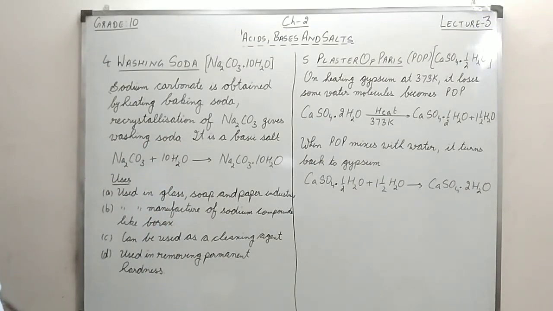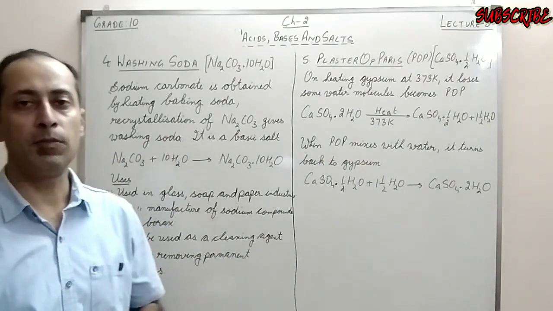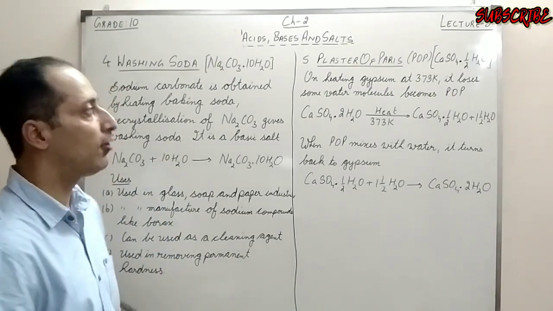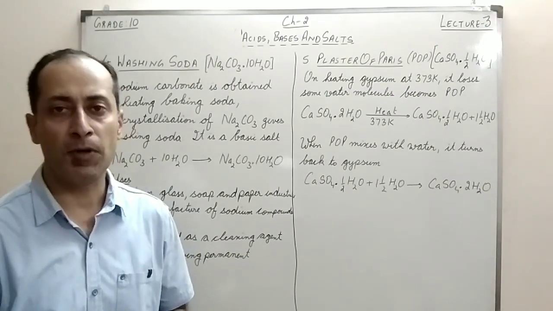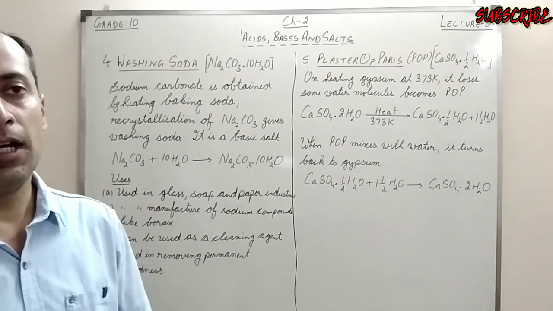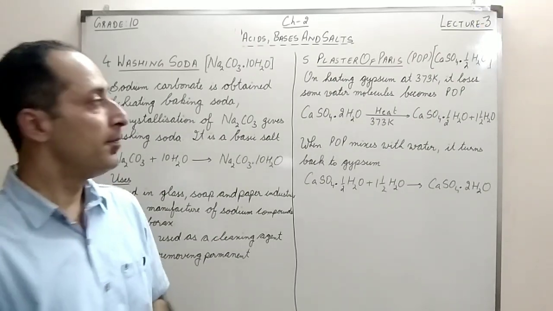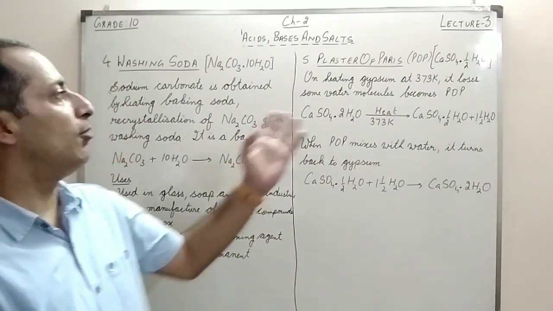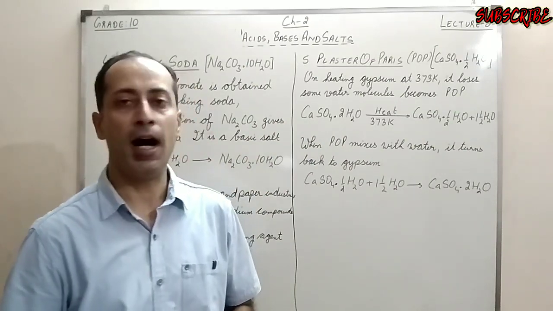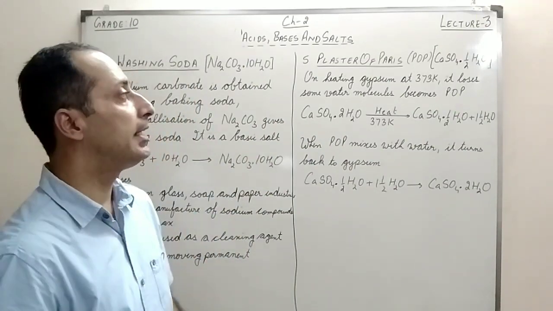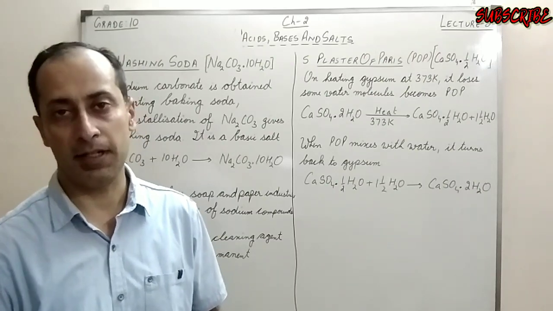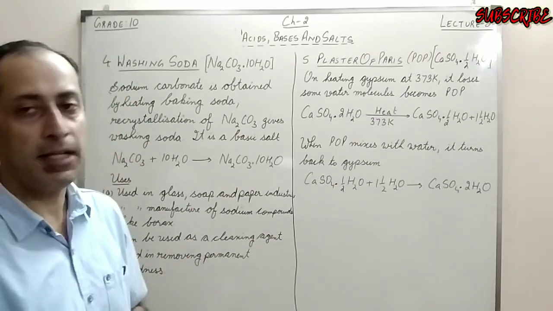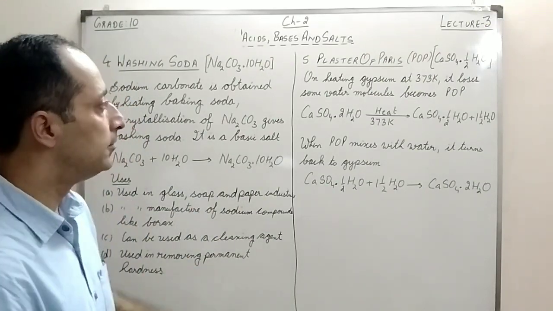Now the next thing that comes is plaster of Paris. You must have heard about plaster of Paris a lot of times, because it is one of the compounds used by doctors to set fractured bones, right? So POP is used there. The formula is CaSO4.1/2H2O. The chemical name is calcium sulfate hemihydrate, right? Now how is it formed?